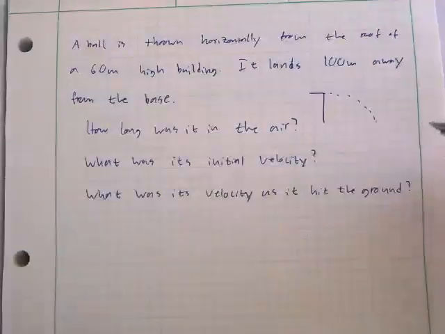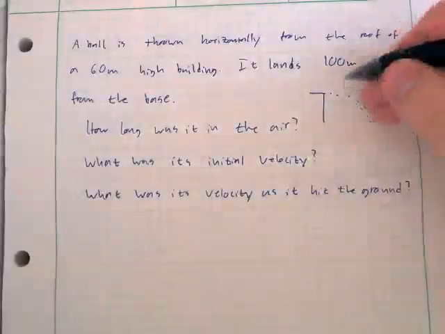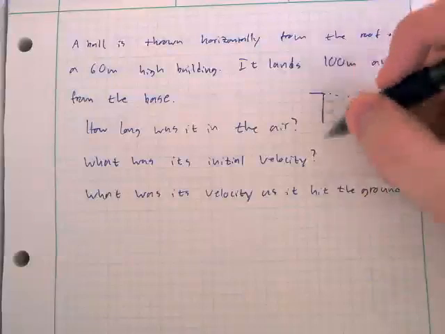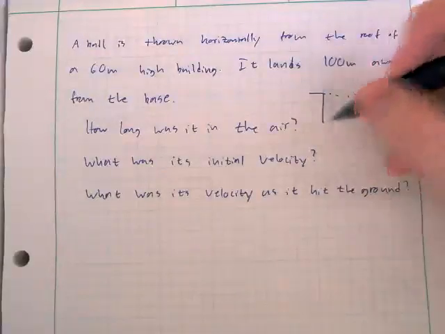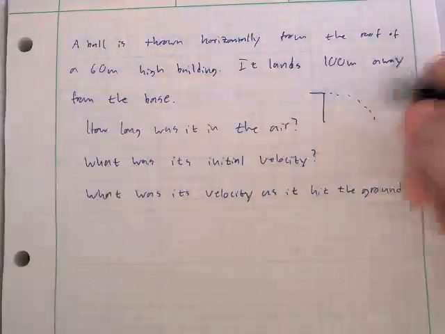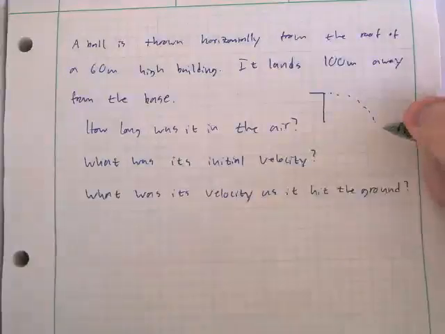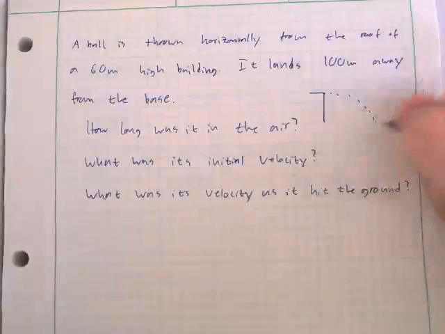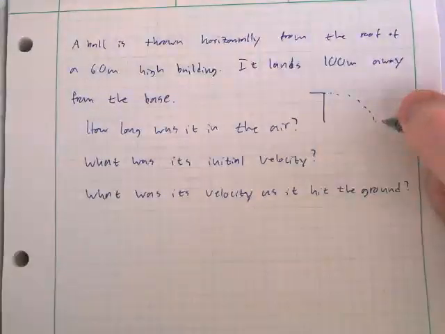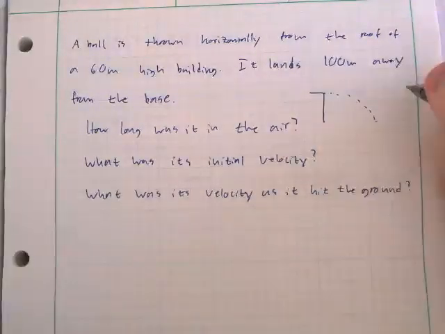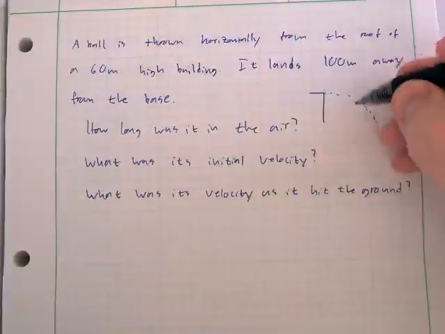How long was this ball in the air? Let's take a look at that. We know how far this ball has to fall. It has to fall down 60 meters. It is going to cover 100 meters horizontally during that time. But does that matter? Does this ball end up staying in the air longer because we threw it horizontally? As it turns out, the answer is no.